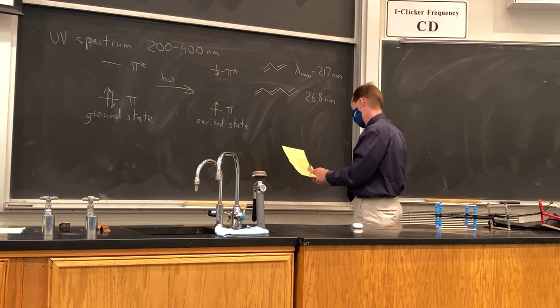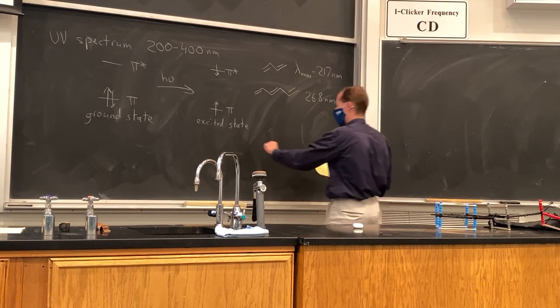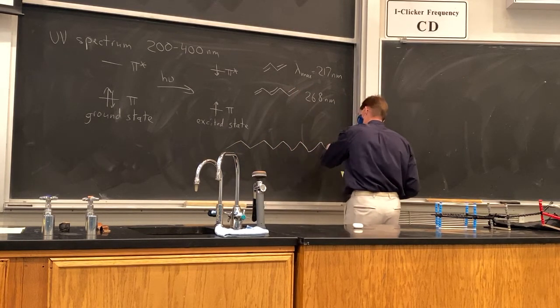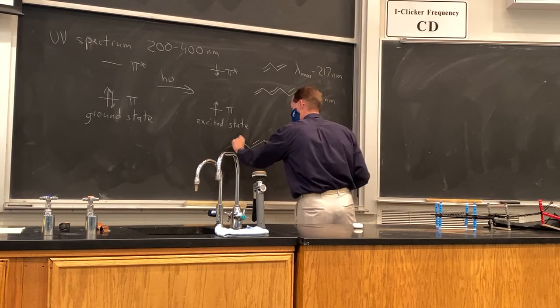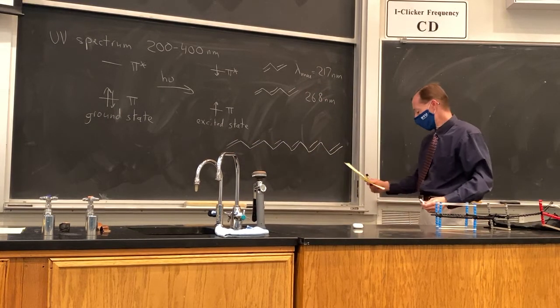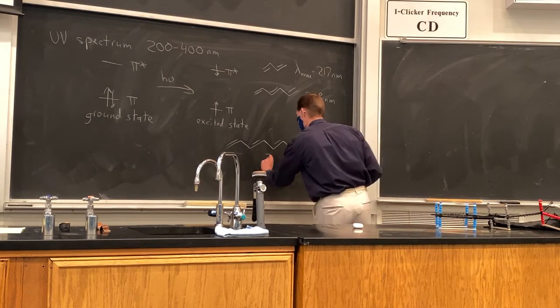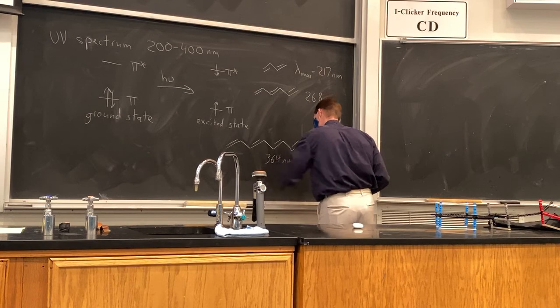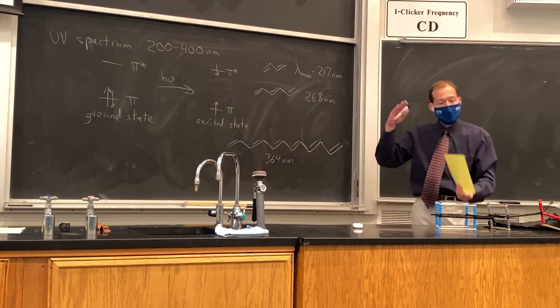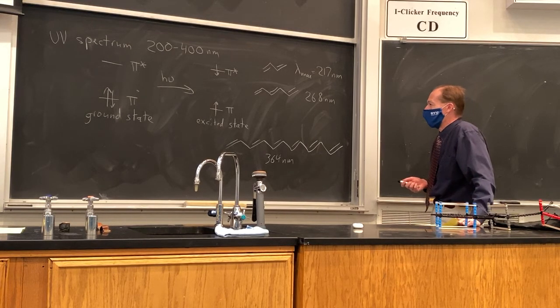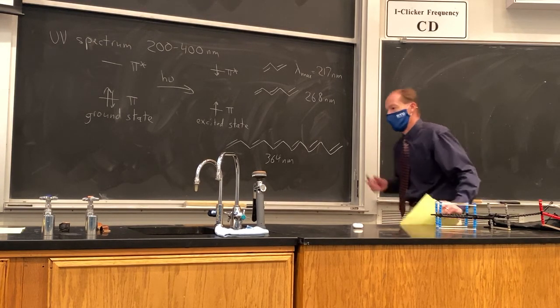Okay, 2, 3, 4, 5, 6. Let's see if I've got enough room to draw this one. Barely. Okay, so if we have 6 double bonds conjugated to each other, now we end up at 364 nanometers. Okay. More pi molecular orbitals, smaller difference in energy between them, and therefore longer wavelength UV light required to promote an electron from the HOMO to the LUMO to get from the ground state to the excited state.